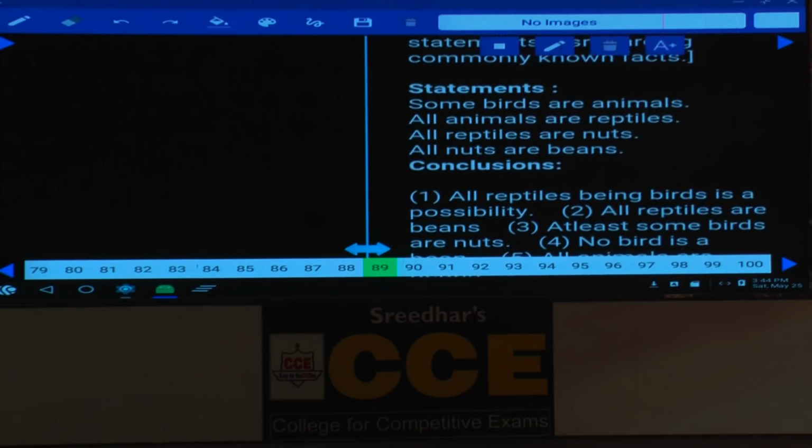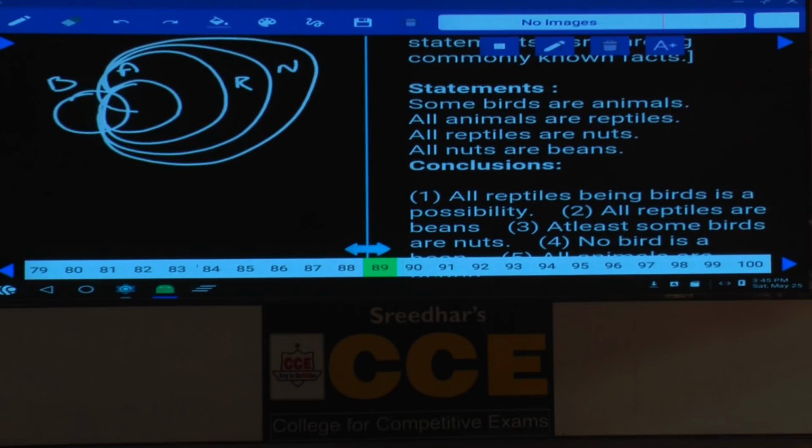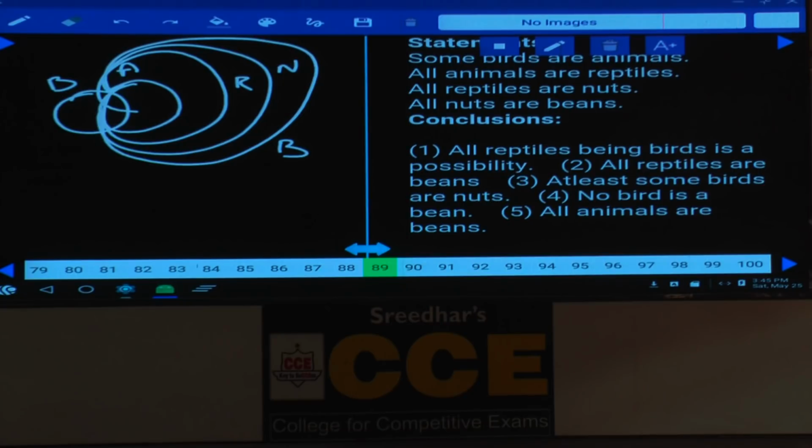Now in this 89, some birds are animals. These are the birds which are animals, and all animals are reptiles. All reptiles are nuts, and all nuts are beans. Now this is the basic diagram. Hence with the help of this basic diagram, "all reptiles are birds" is a possibility. Is it true? Yes, it is true.